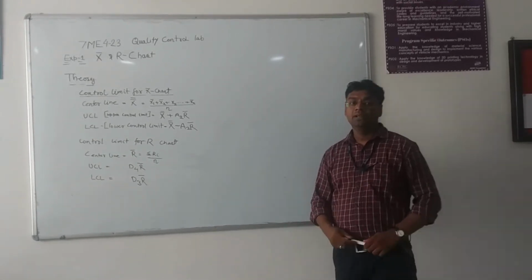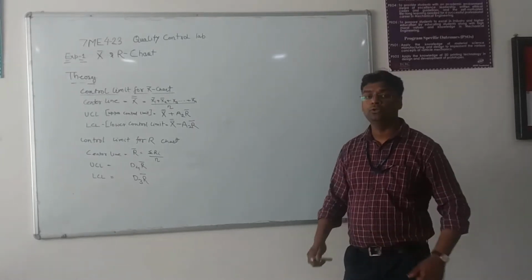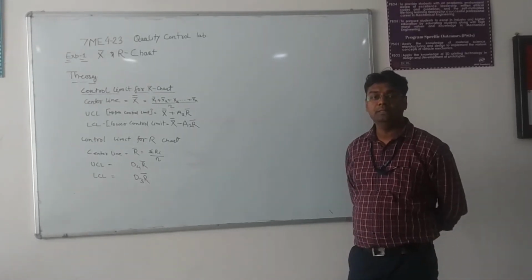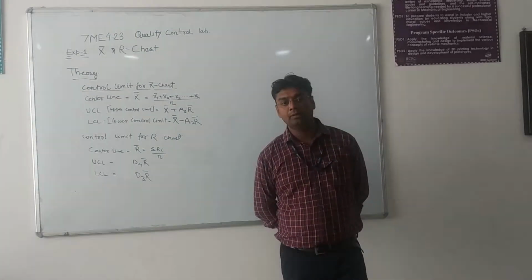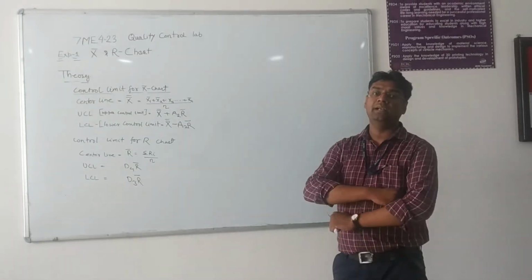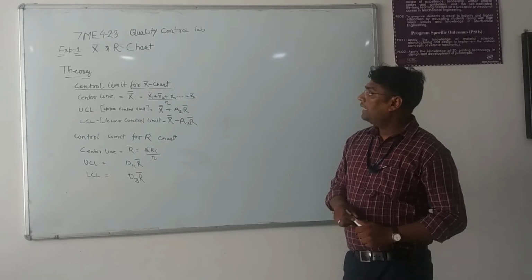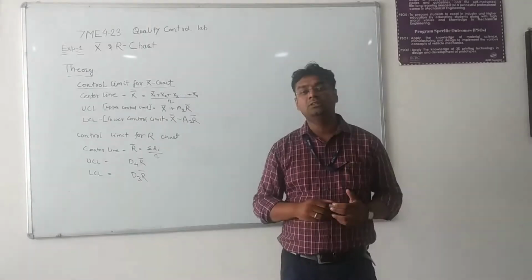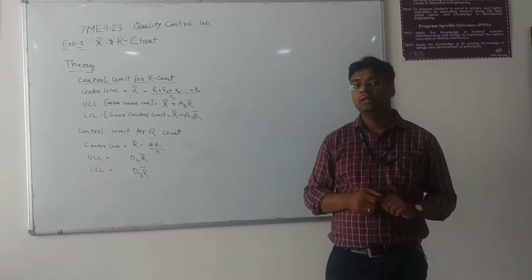Hello student. So now we are discussing the quality control lab, which is in your seventh semester. It has 50 marks: 30 is internal assessment and 20 is external assessment. This lab is related to the subject you studied in the last semester, quality management.